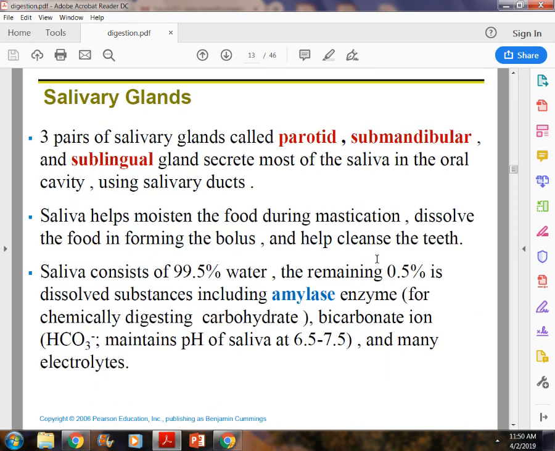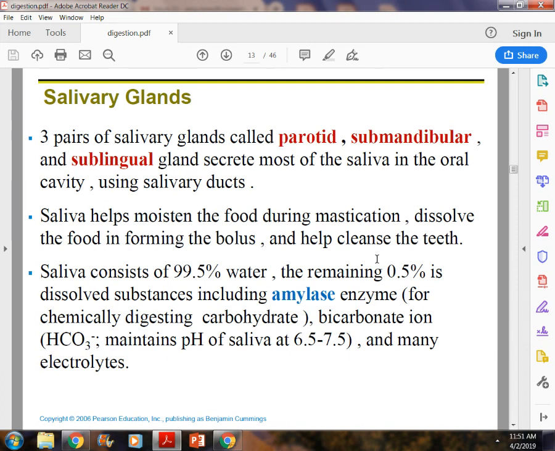Salivary glands. What's important to know about salivary glands is that there are 3 pairs: parotid, submandibular, and sublingual. They're there to secrete saliva. They are activated by the vagal nerve, and that happens when we see things or taste things or smell things that we like, or maybe sometimes that we don't like. That saliva is there to lubricate the food so that we can swallow it without choking.